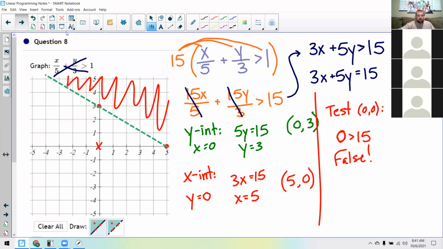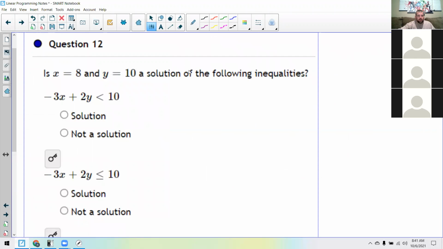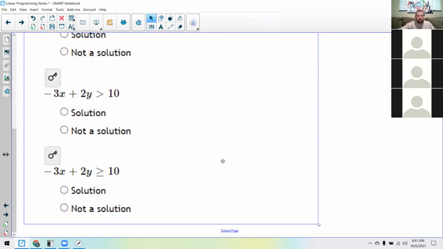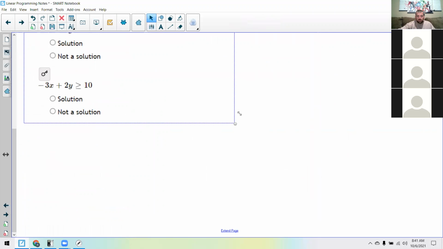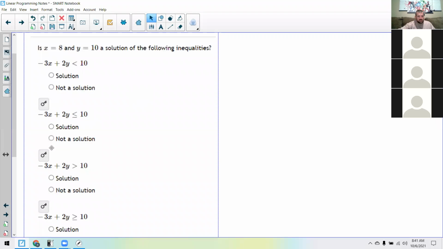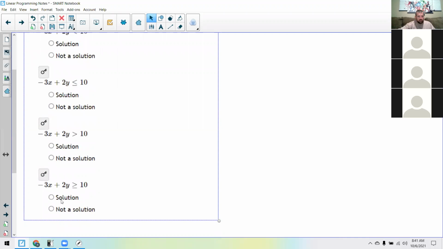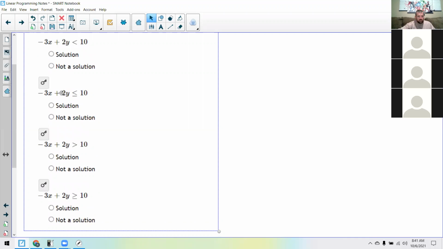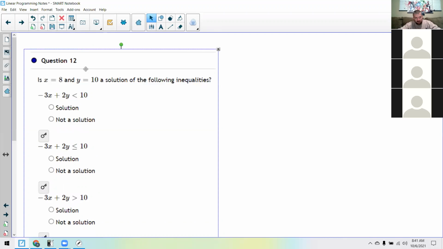Okay, last one. This just says, is x equals 8 and y equals 10 a solution to each of the inequalities? This is really straightforward. You're just gonna, well, notice the left-hand side, they're all the same. Negative 3x plus 2y, negative 3x plus 2y, negative. So let's just plug 8 and 10 into that.